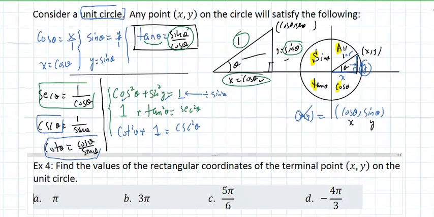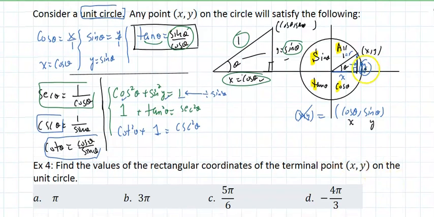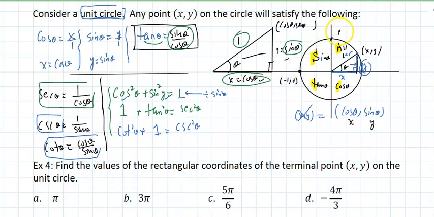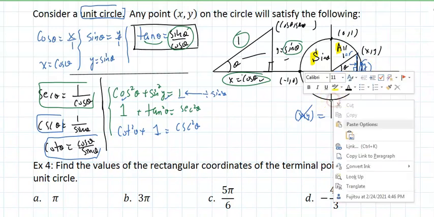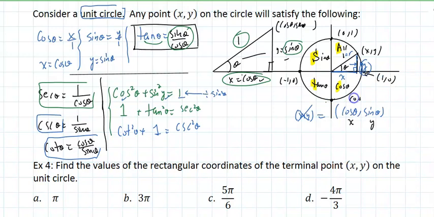Now, if this is a unit circle, this point is negative 1, 0. This point is 0, 1. This point is 1, 0. And this point is 0, negative 1.